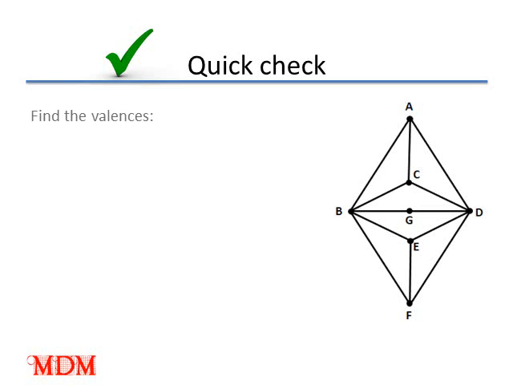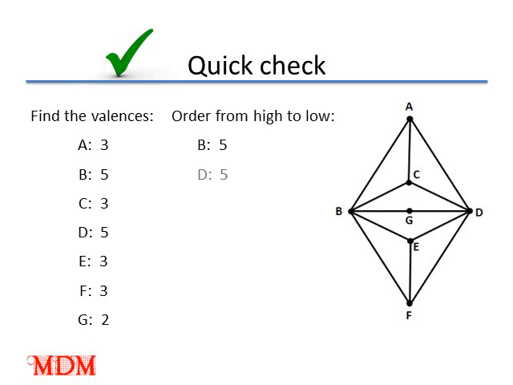The first step is to find the valences of each of the vertices. Here you see the valences of the vertices listed for you. Recall that to find the valence of vertex A, you check to see how many edges intersect at A. There are 3, and therefore the valence of A is 3, and so on for the rest of the vertices. The second step is to put the valences in order from high to low.